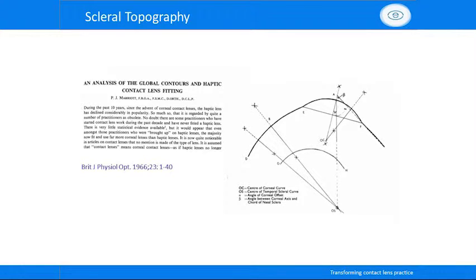Up until very recently, we've had very little information actually about the nature of the sclera and the limbus and that topography shape. The earliest data we had was actually from Marriott in 1966. This was the only quantitative data until a few years ago.